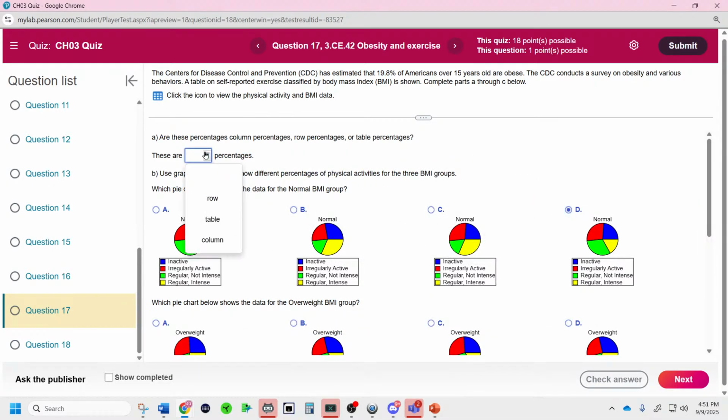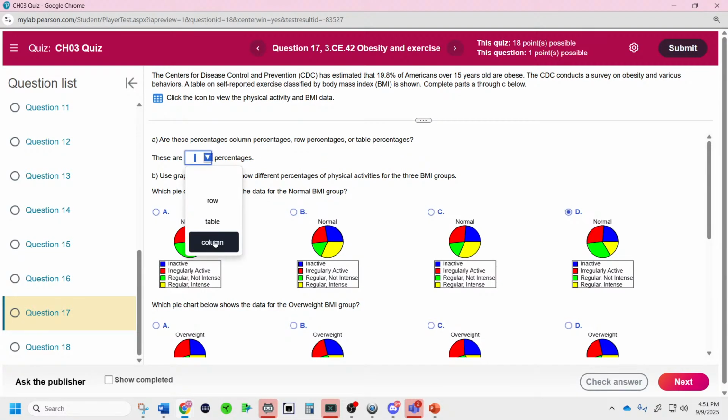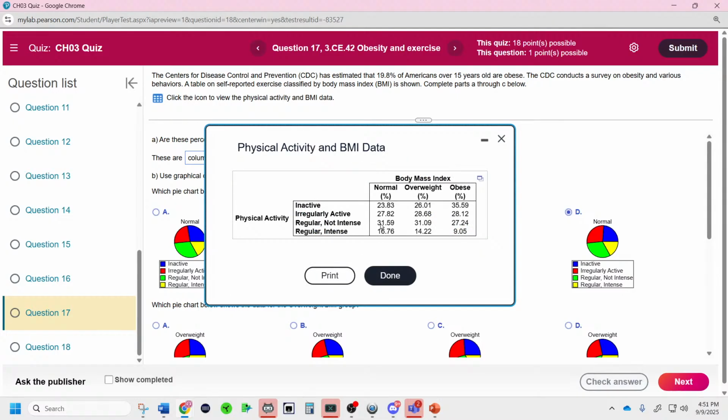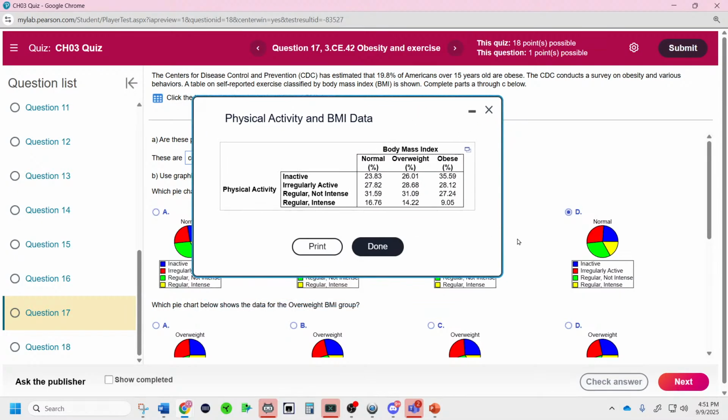And what do we have here? Are the percentages in column, row, or table percentages? They're going to be in column percentages. If you look at the way this is done, because all the columns add up to 100, it's the column percentage. It's like given someone has a normal BMI, given someone is overweight, given someone is obese, right there. So let's go to the next one.